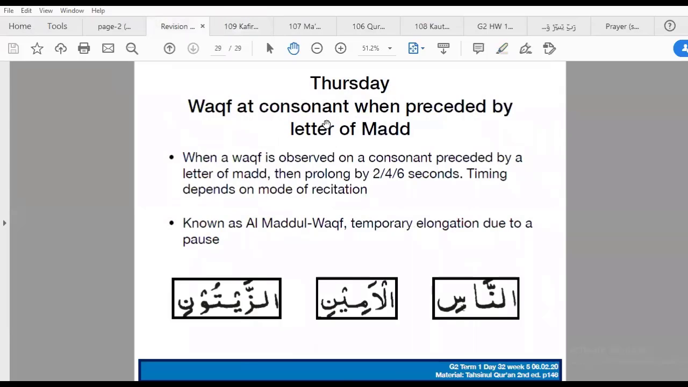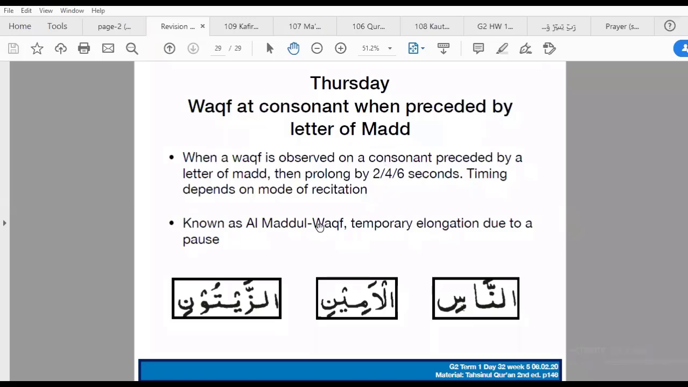So, waqf at a consonant when preceded by a letter of mad. Preceded means when it comes after something, so when the letter before it is a mad. Now when a waqf is observed on a consonant that comes after a letter of mad, it is prolonged by 2 to 6 seconds. Timing depends on the mode of recitation. This is also known as maddul waqf, temporary elongation due to a pause.